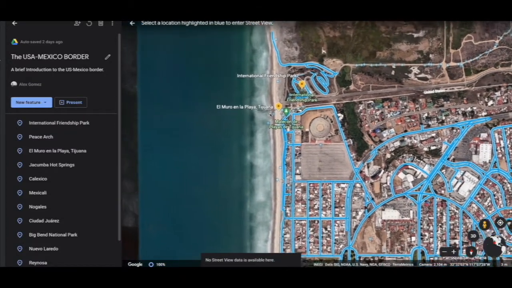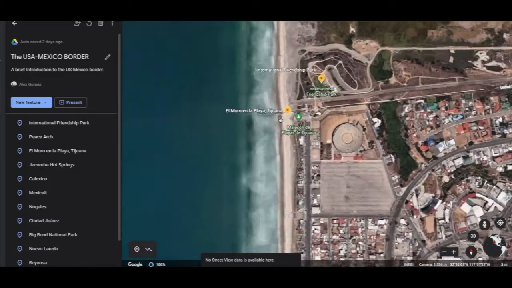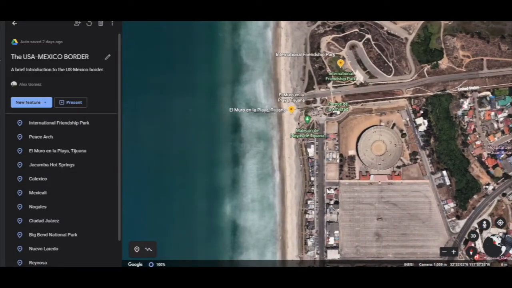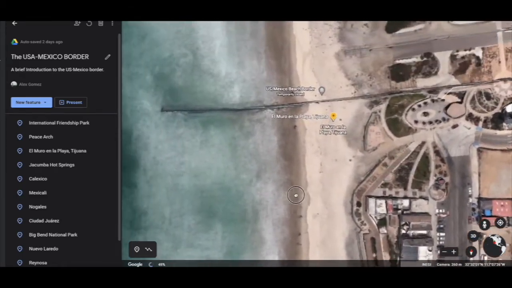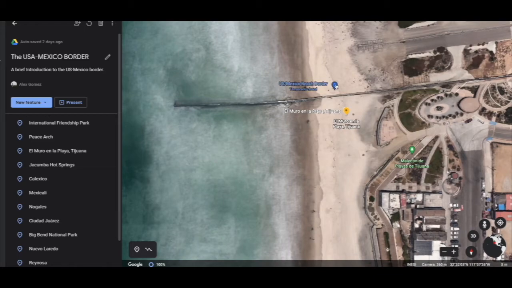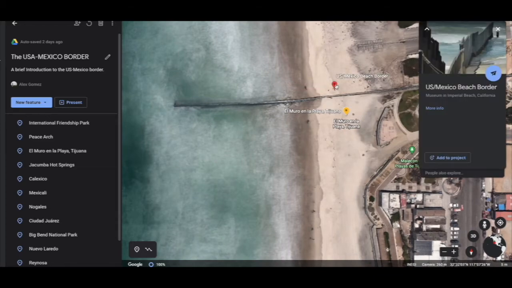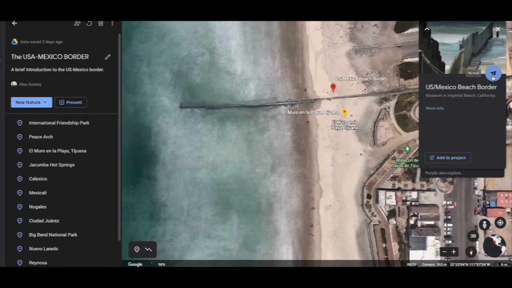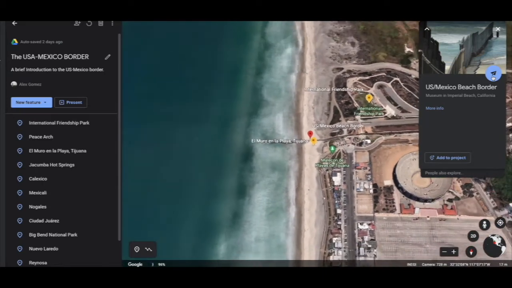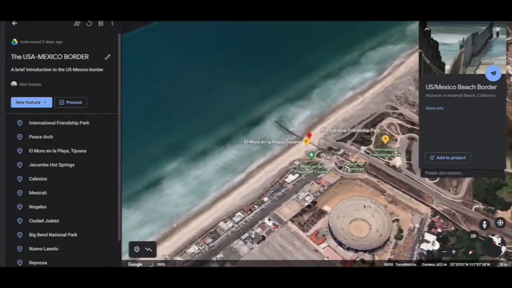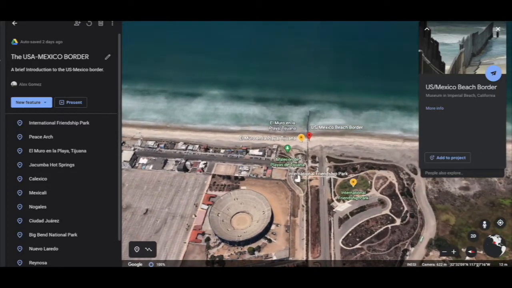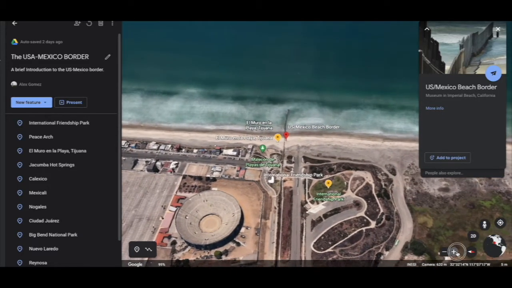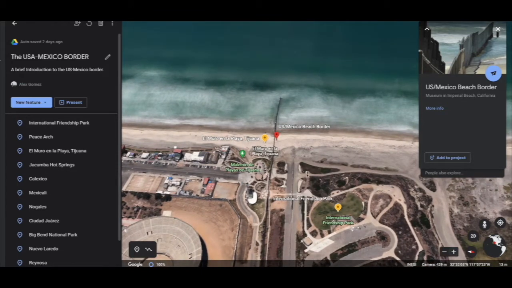I'm trying to get closer. Maybe I can just click right here on this little pen and get closer to it. And now we see part of the fence that plunges into the ocean. Let me get closer. A little bit more. We have a better picture right here. And this is Friendship Park. That's the international and famous Friendship Park.